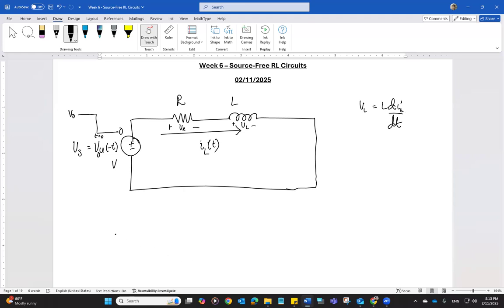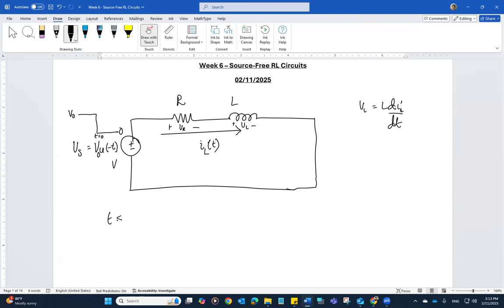So let's write down. Let's figure out first what will be the initial value of the current passing through the inductor. That's the process that you have to do when you're solving any problem that requires you to figure out voltages and currents in an RL circuit after the change. The process is similar to what we did for the capacitive circuit, RC circuits.